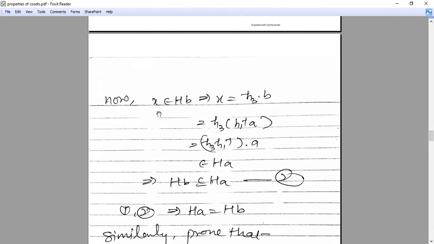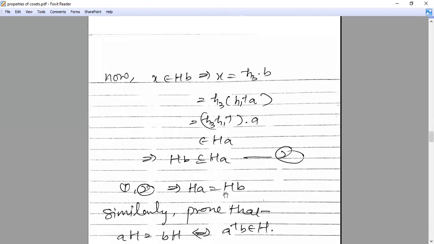So now suppose that x is some element of Hb. Then x can be written as h3 into b for some h3 belonging to capital H. So this is equal to h3 into, so the value of b can be written here, h1 inverse a. Now by associativity, you can write it as h3 h1 inverse into a. And by the closure property, this belongs to capital H. So x belongs to Ha. That means Hb is a subset of Ha. So this is your 2.